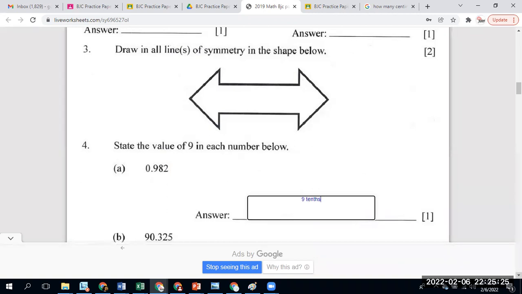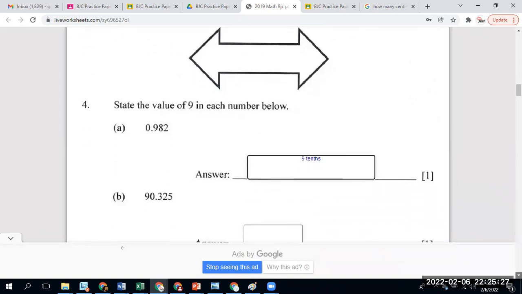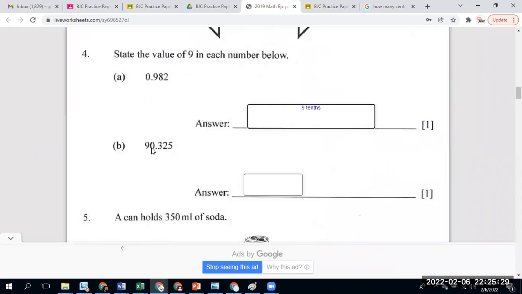Then the next number is a decimal number again, but this time the 9 is in the tens place value position. So our value is 90. Okay.